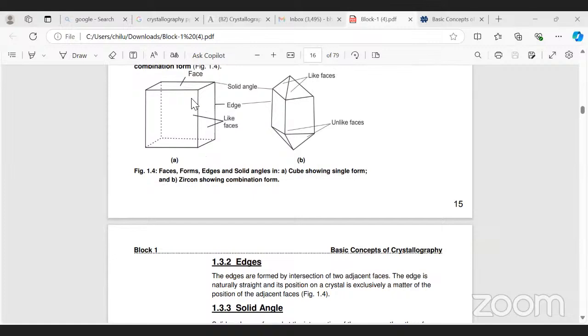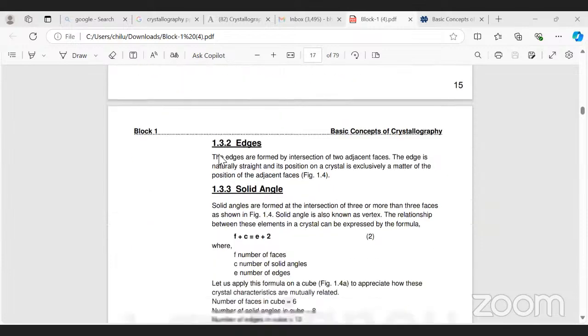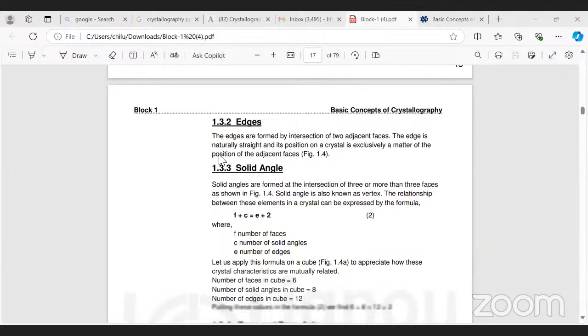So naturally it is a straight line or a straight position on a crystal. And so the next one is the edge.